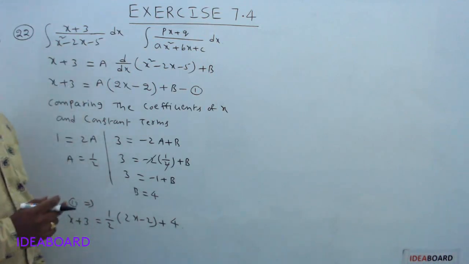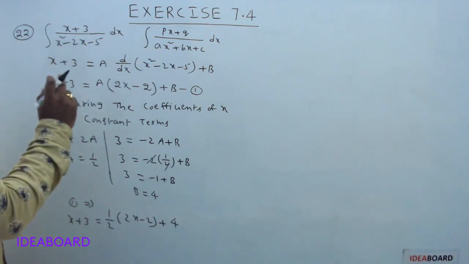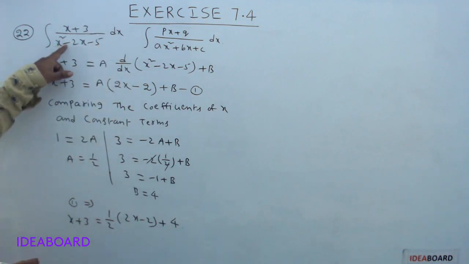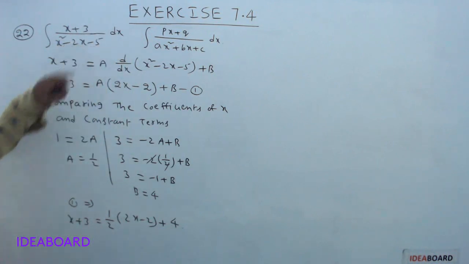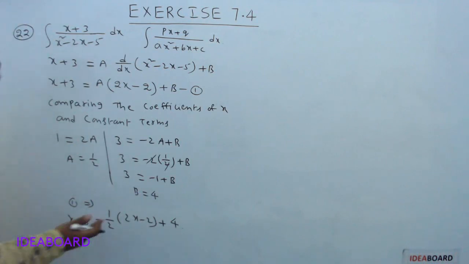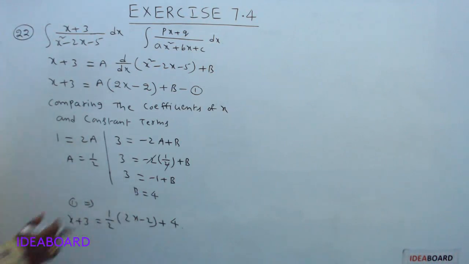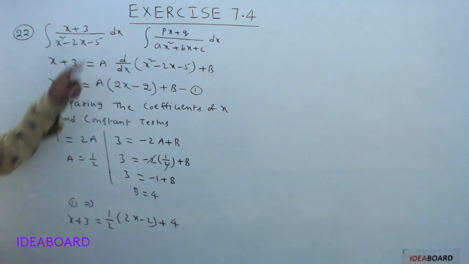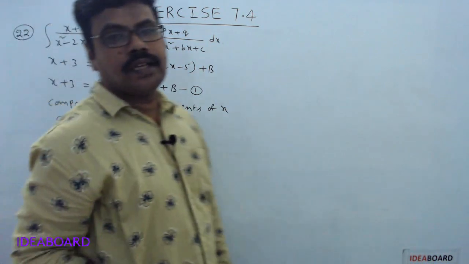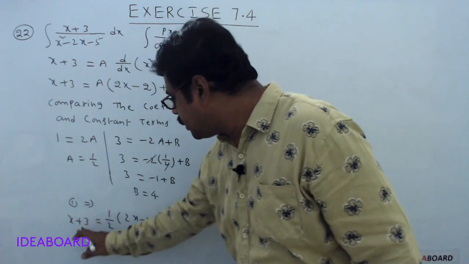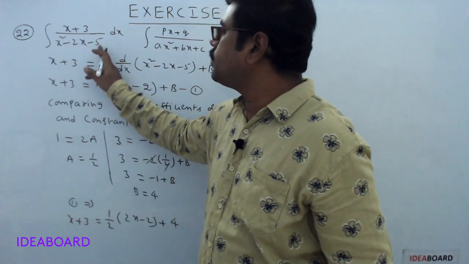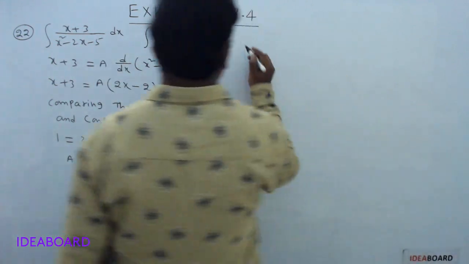Now if you look at your given integrand, what is the integrand? x plus 3 divided by x square minus 2x minus 5. Now divide this equation on both sides with x square minus 2x minus 5. Now what is the next step? Divide this equation on both sides with x square minus 2x minus 5.